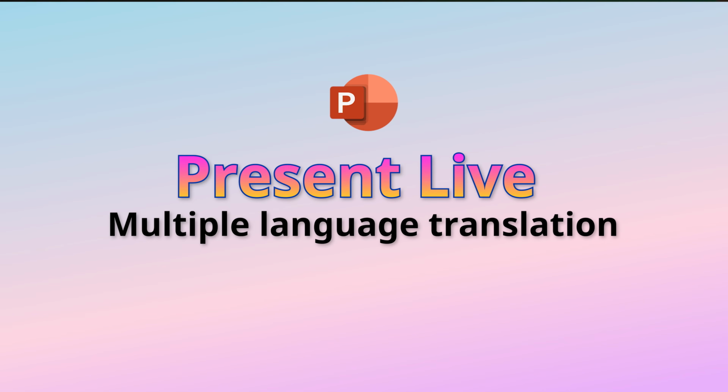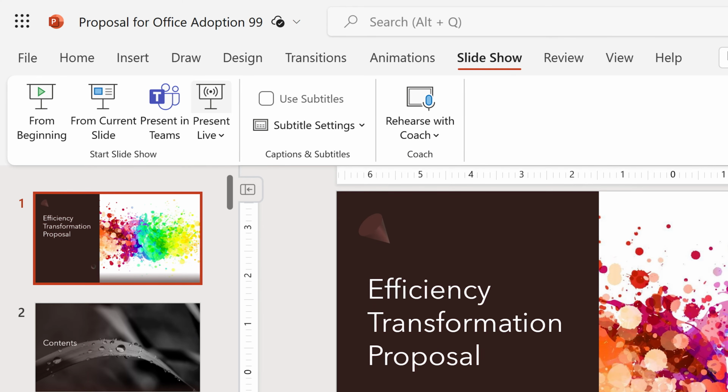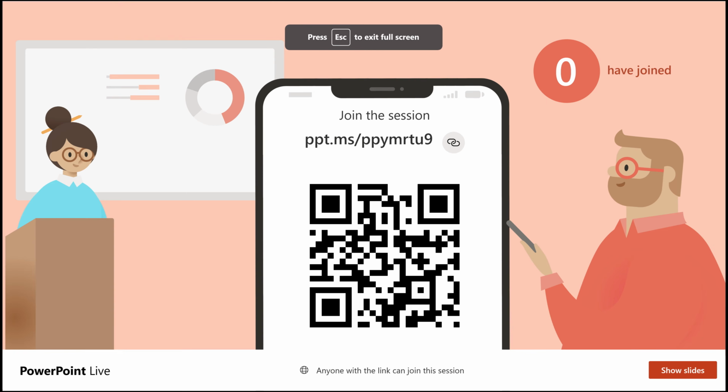Subtitle allows you to choose only one language. If your audience has multiple language requirements, then what? No problem. Open the PowerPoint presentation on browser. On the browser, go to slideshow menu, present live. Choose everyone and run the presentation.